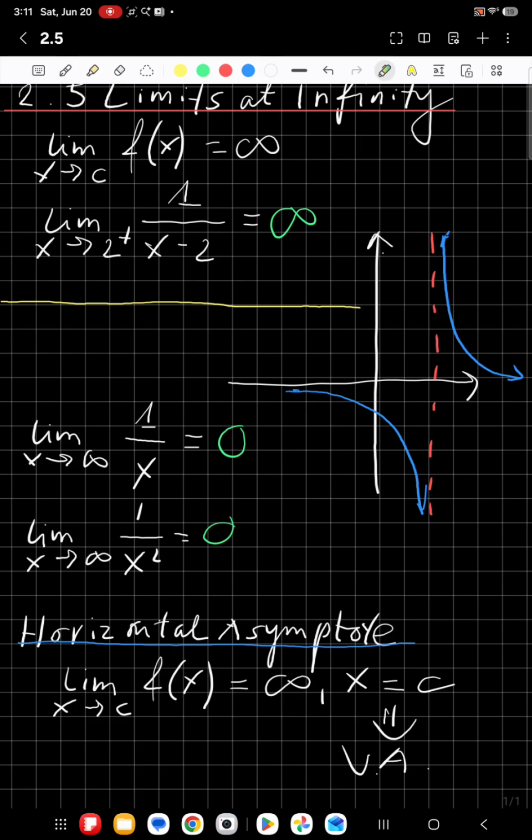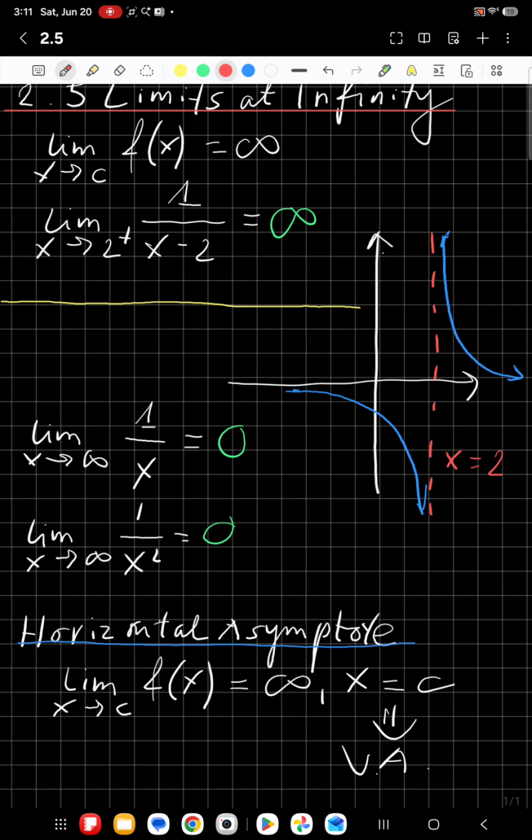Here we have x approaching a number, x is approaching 2. It could be from the left, could be from the right. It doesn't matter. If x's are getting closer and closer to 2 from the left in this case, then y's are going to negative infinity. This could be negative infinity here, it doesn't matter. Then x equals c, so x equals 2. This vertical line is x equals 2 and is that vertical asymptote.